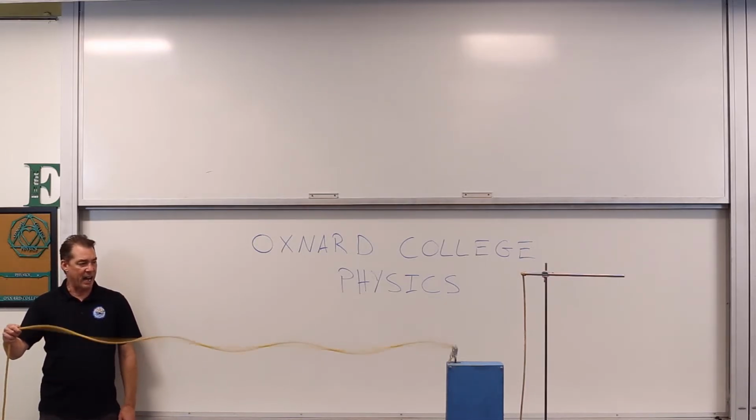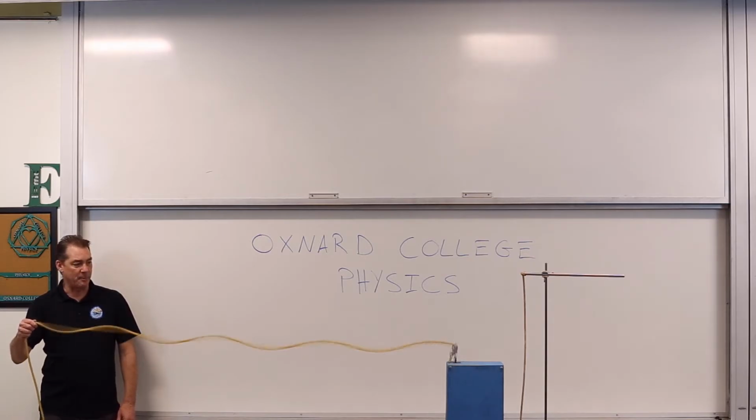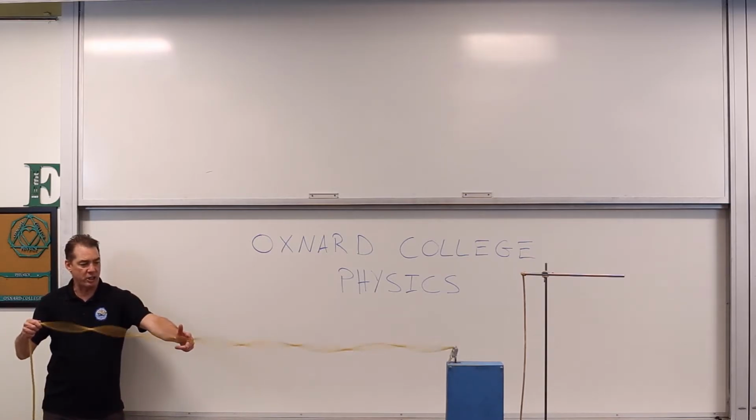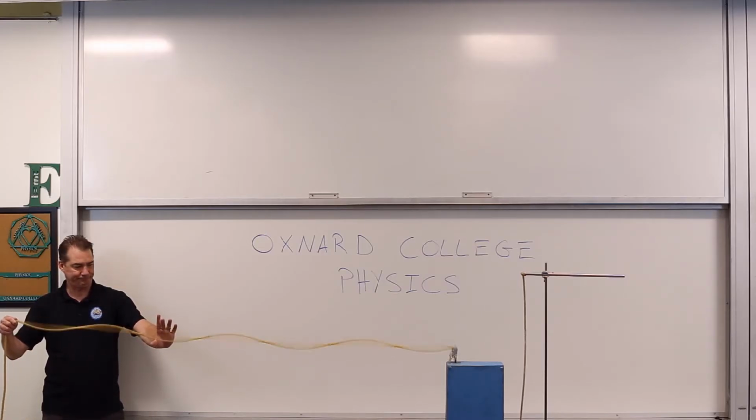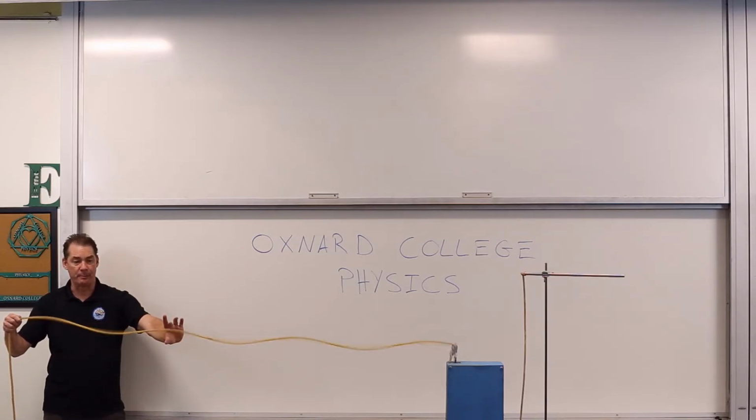There's a nice one. Four, five, six. Six separate sections. And depending on the frequency, and some other things that determine it, like the wave speed and the length of the string, you've got different standing waves that can be produced.